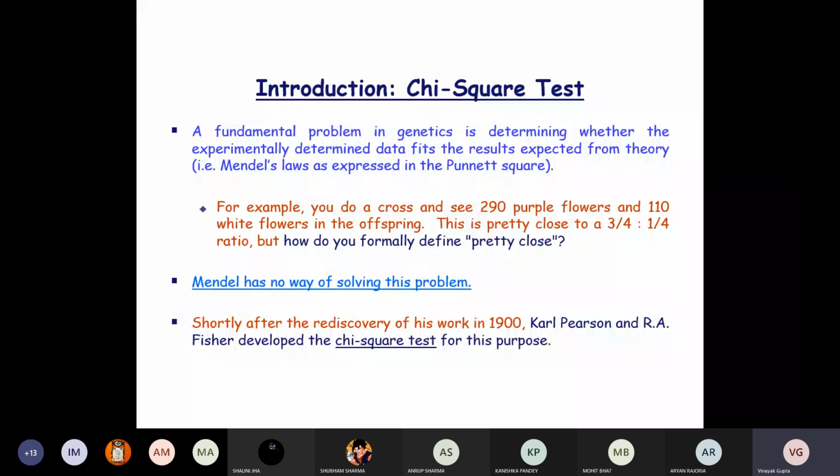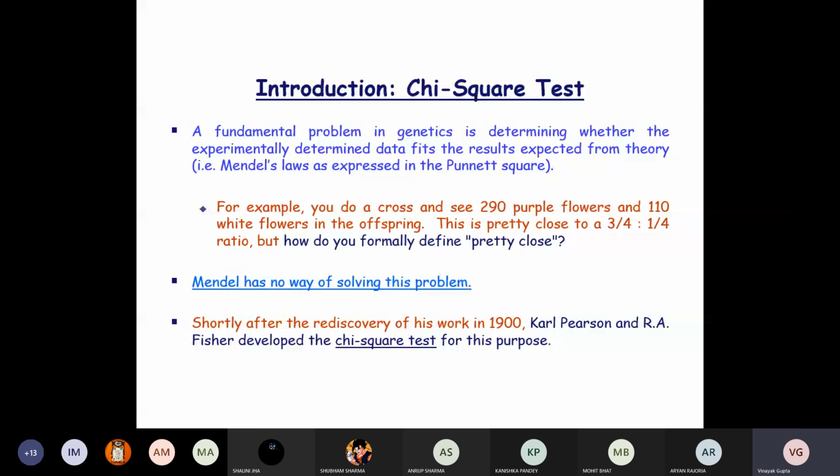Okay, I can see one hand. Two. So, are you familiar with this chi-square test? Okay. Okay, I can see a hand from only one student.